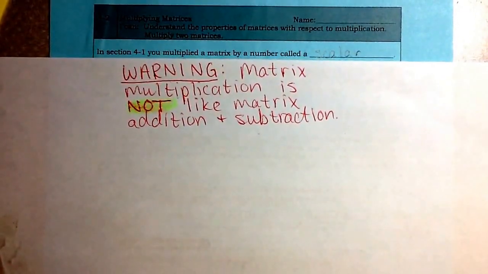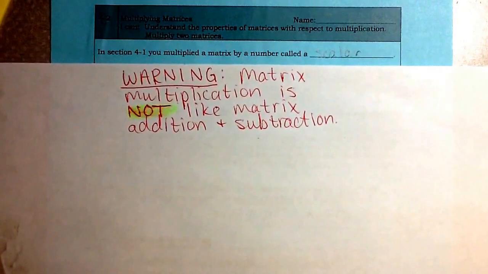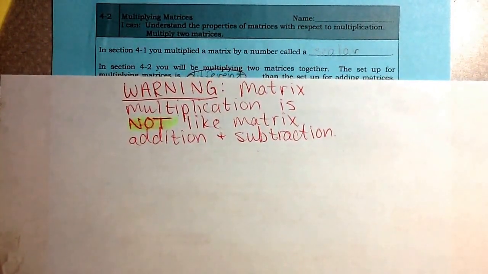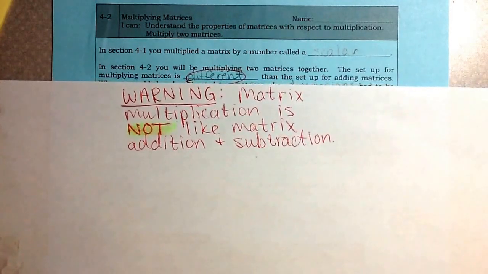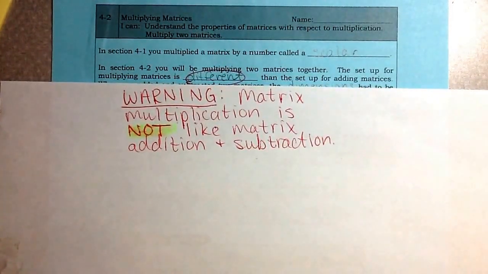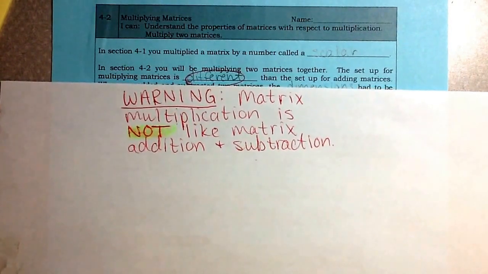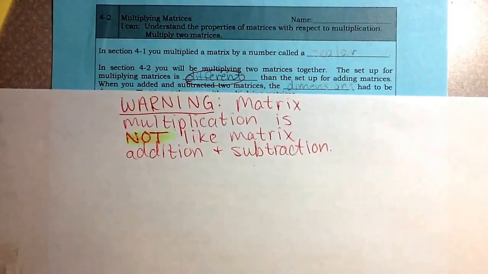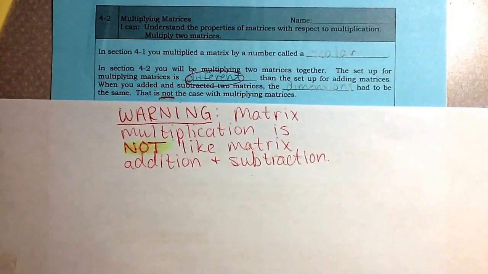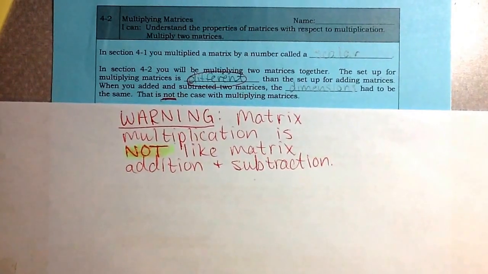So in section 4.1, you multiplied a matrix by a number called a scalar. In section 4.2, you will be multiplying two matrices together, and the setup for multiplying matrices is different, and I've circled that in red just to emphasize that. It's different than the setup for adding matrices. When you added and subtracted two matrices, the dimensions had to be the same. That is not the case with multiplying matrices.